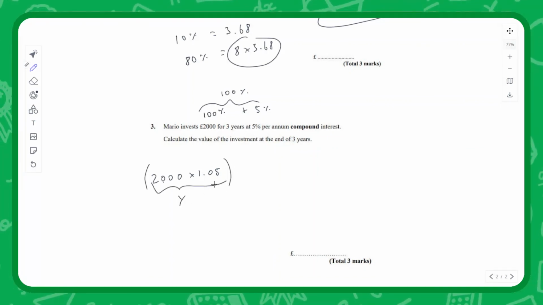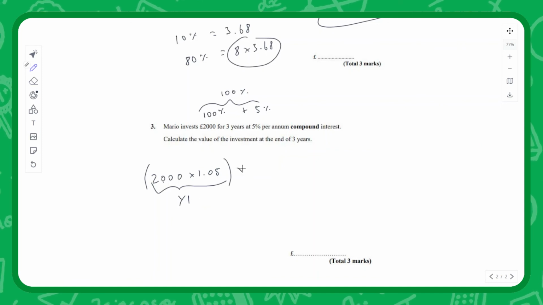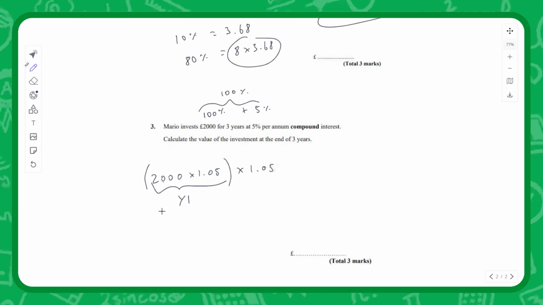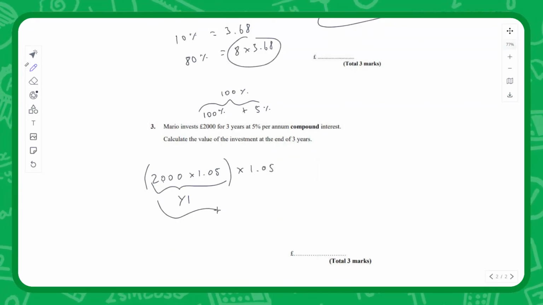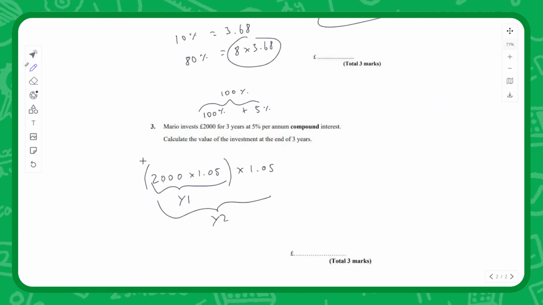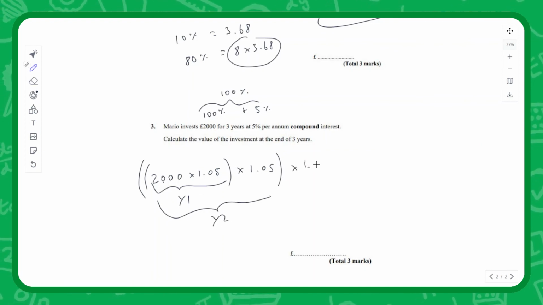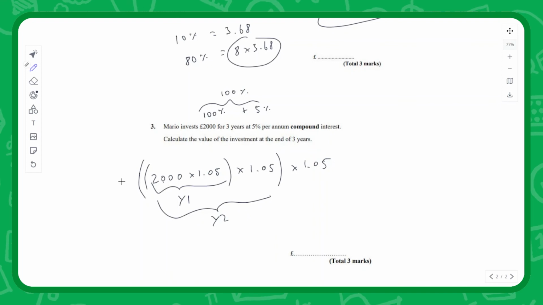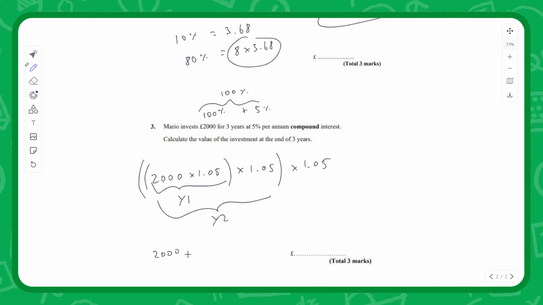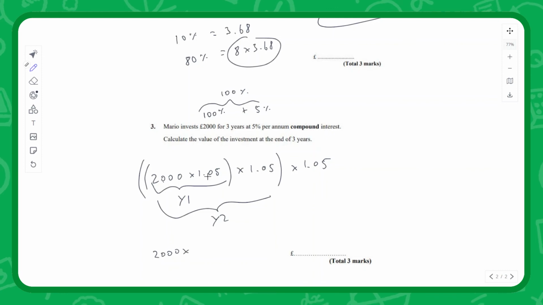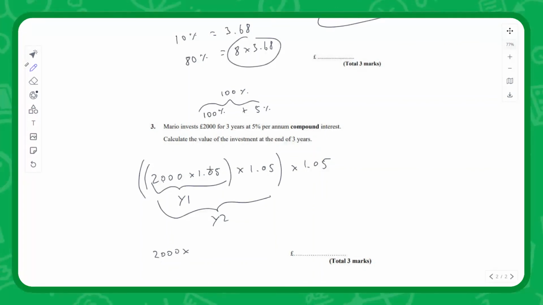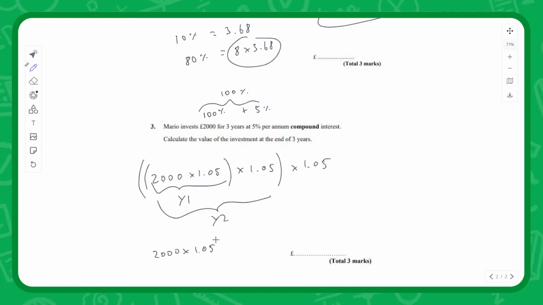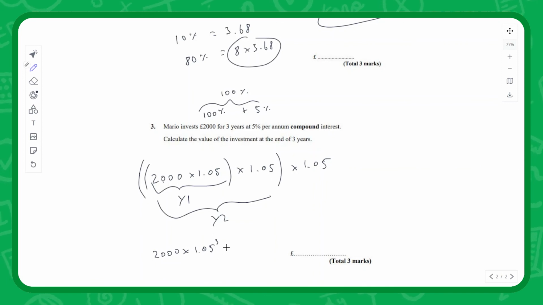We then take this end of year amount and we times it again by 1.05 to get the end of year 2 amount. And then we take this whole thing and we times it again by 1.05 to calculate year 3. And what we're seeing here is we're taking our initial amount, £2,000, and we're timesing it by 1.05 times 1.05 times 1.05. Well, this thing, 1.05 times itself 3 times, is just 1.05 to the power of 3. And so we can put that into our calculator, and that'll be our answer.